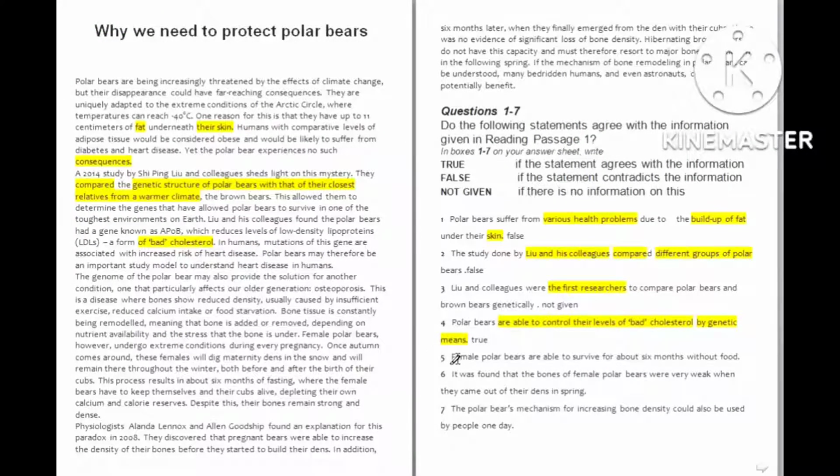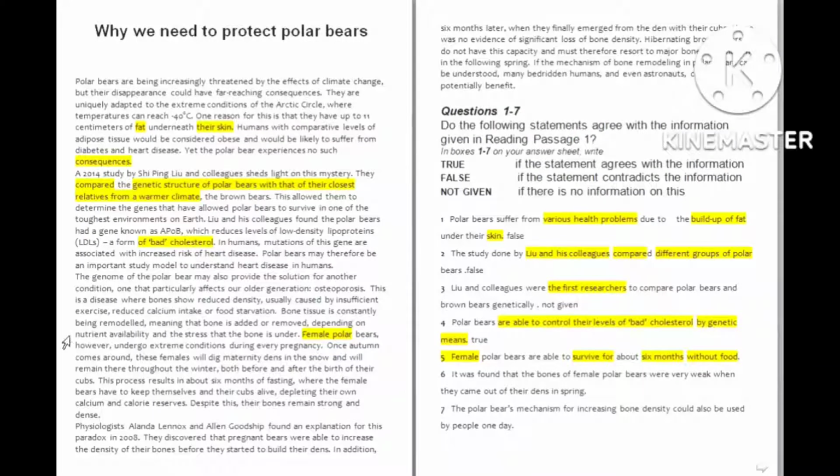Now we read the fifth question. The fifth question is: female polar bears are able to survive for about 6 months without food. We underline the words female polar bears and 6 months. With the help of these keywords we find the information in this paragraph. We find the words female polar bears by using the technique of skimming and scanning.